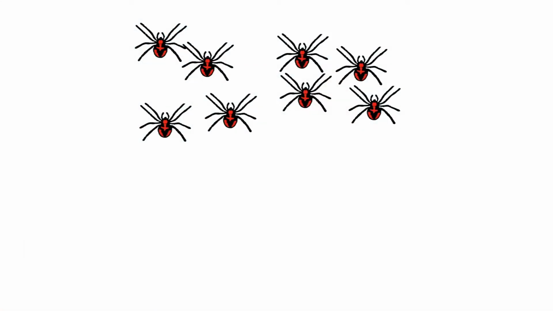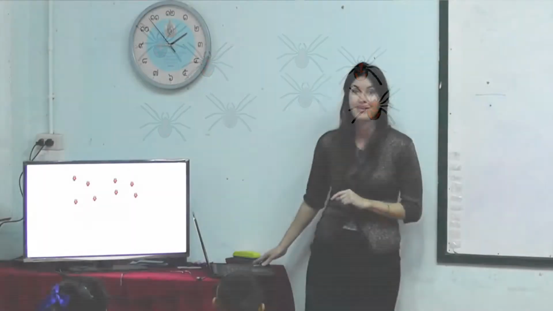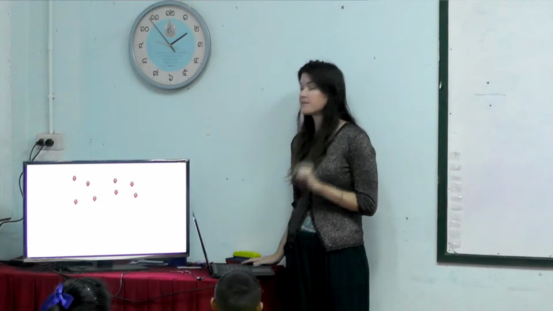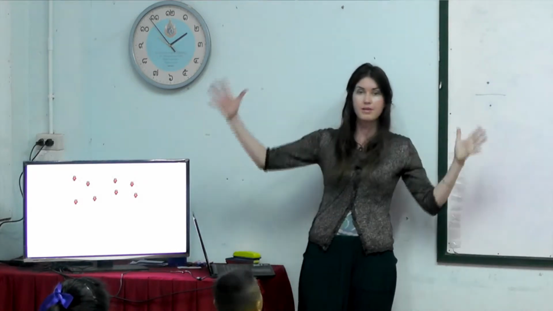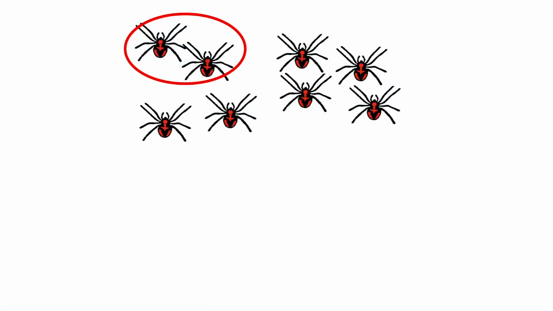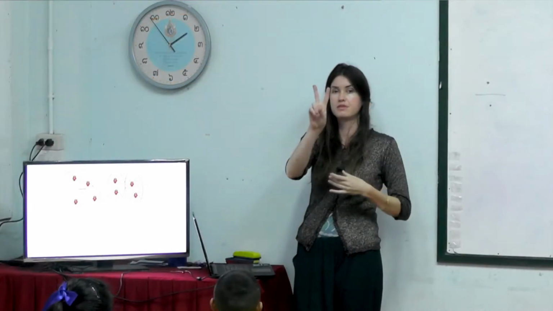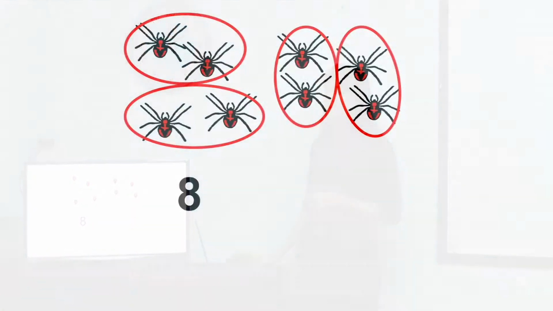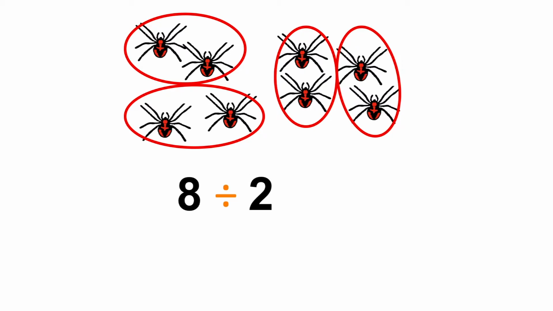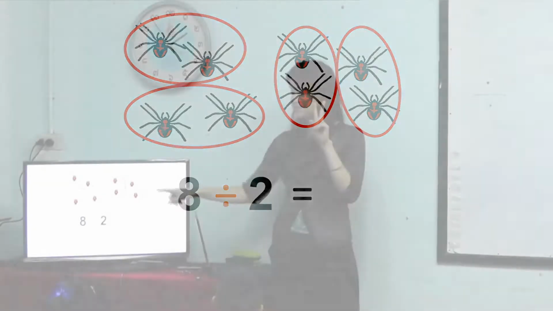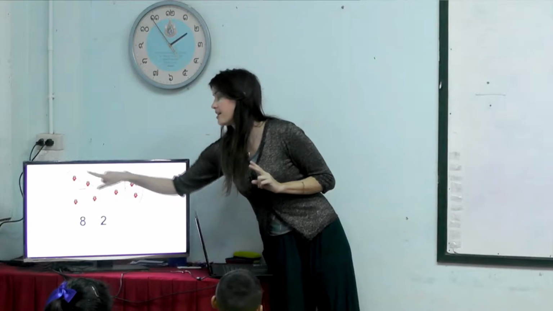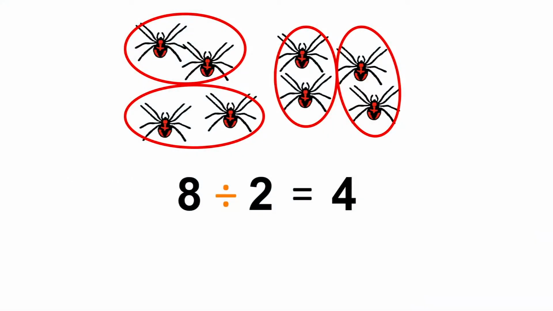How many spiders do we have here? 8. We have 8 spiders. So we're going to make groups of 2. We're going to take our whole number, 8 spiders, and we're going to make groups of 2. 1, 2, 3, 4. So 4 groups. Inside every group, 2 spiders. So we can write this with division. We start with our big number, 8, divided by 2 equals 4. Good. Very nice. 8 spiders divided by 2 gives us four groups all together.